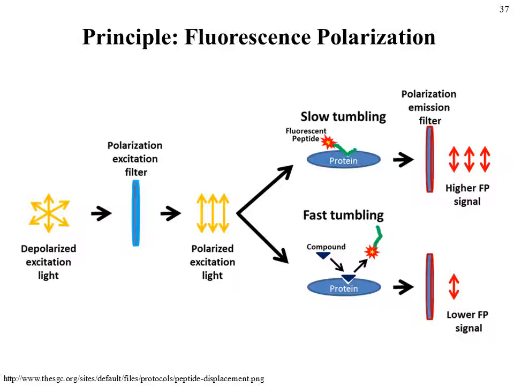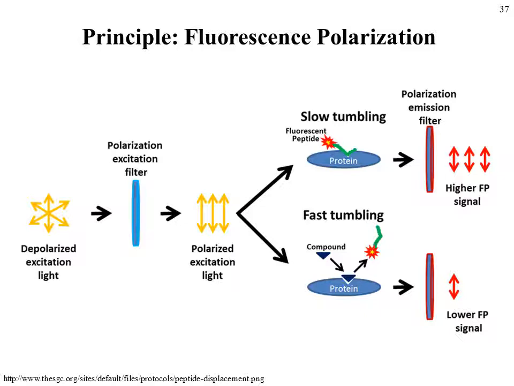Remember, fluorescence happens on the nanosecond time scale between excitation and emission. If a molecule moves considerably during that time scale, there is much depolarization. If it moves little, because it's bound to a big and heavy molecule like an antibody or a receptor, there is little depolarization.